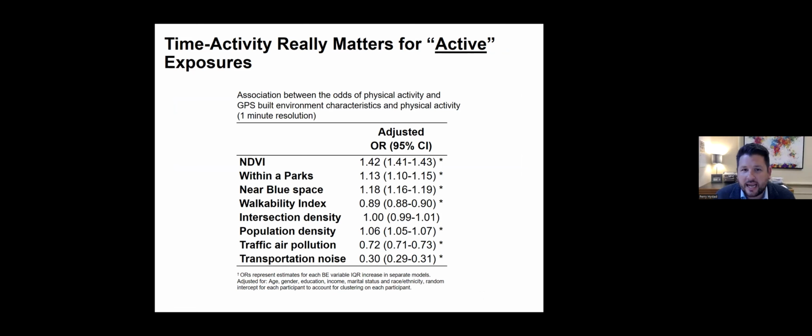Using this data, we see really strong relationships between built environment characteristics, defined at a GPS point, and the odds of physical activity. This is not surprising, right? This is basically looking at where people choose to be physically active. They're being physically active in parks, in greener areas, not around high levels of traffic air pollution or traffic noise. But when we ran this analysis based off of residential built environment exposures, you see nothing. So the built environment characterized in the neighborhood around a home is not capturing where people choose to be physically active.